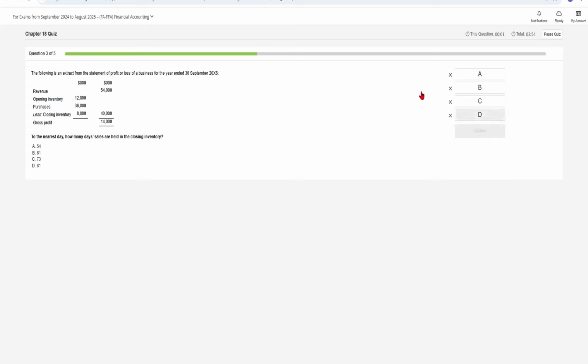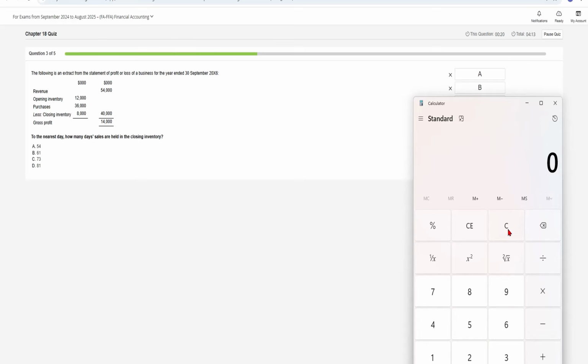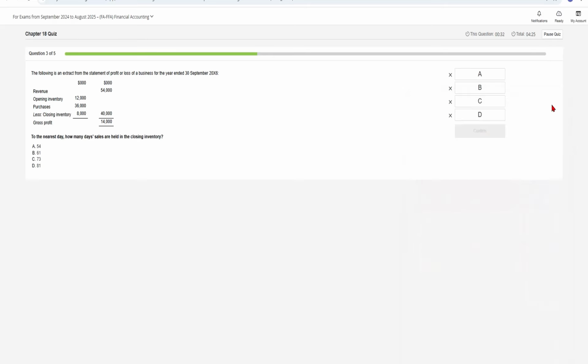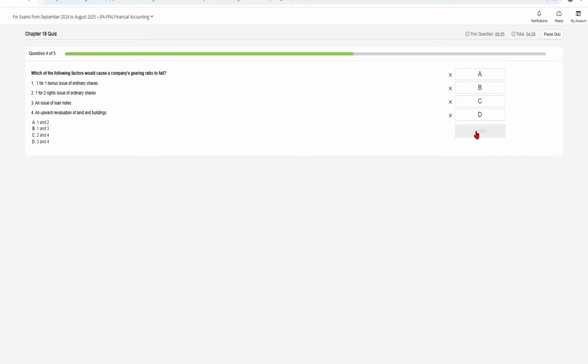Third, the following is an extract from the statement of profit or loss of a business for the year ended 30 September 20x6. To the nearest day, how many days' sales are held in the closing inventory? The question is asking regarding your inventory days. The formula for inventory days is closing inventory divided by cost of sales, which is 40, multiplied by 365. That gives me 73. It's quite easy. By using the formula you can come to the right answer.